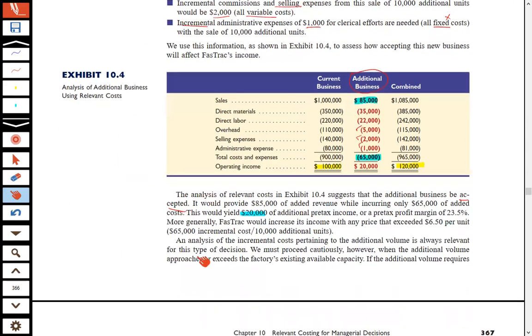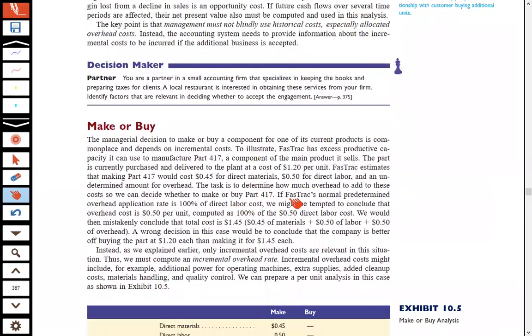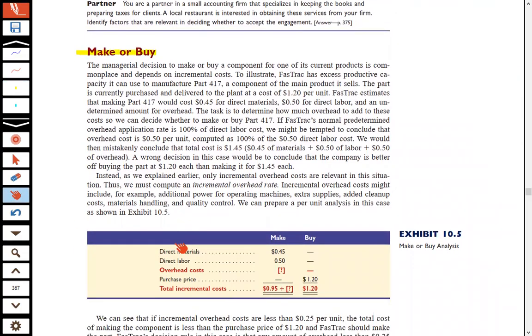Shall we move ahead? Yes. Now the second option that requires decision making is make or buy, which we have done, but again we have to do it with the textbook. The managerial decision to make or buy a component for one of its current products is commonplace and depends on incremental cost. Again, the textbook is working on incremental cost. To illustrate, Fast Track has excess productive capacity it can use to manufacture part 417, a component of the main product itself.